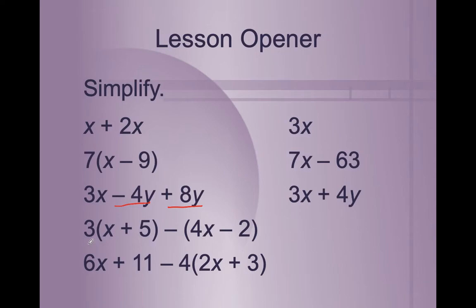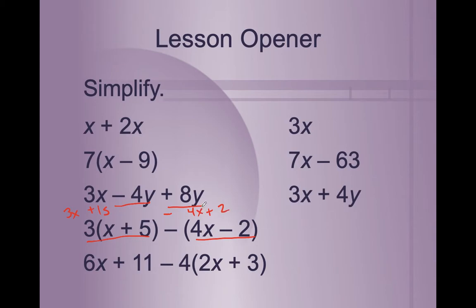Down here, I need to distribute first and foremost. So let's distribute. That's 3x plus 15 minus 4x. A negative times a negative 2 will give me plus 2. So 3x plus 15 minus 4x plus 2.